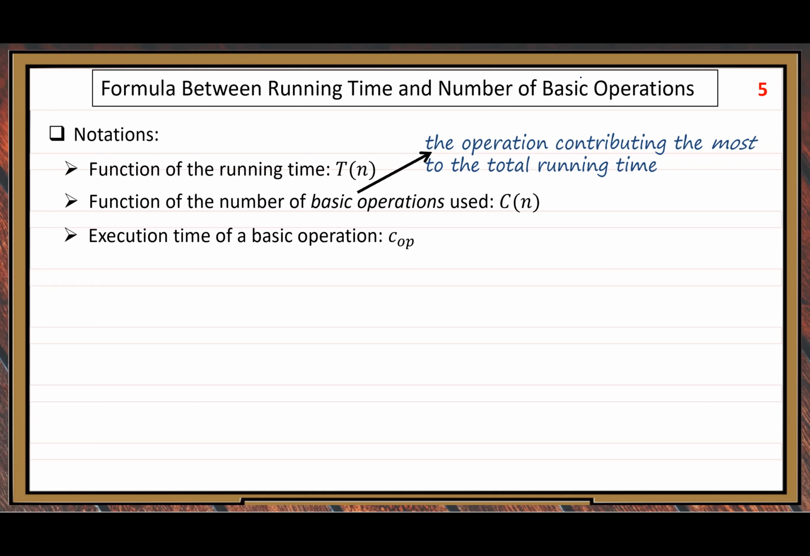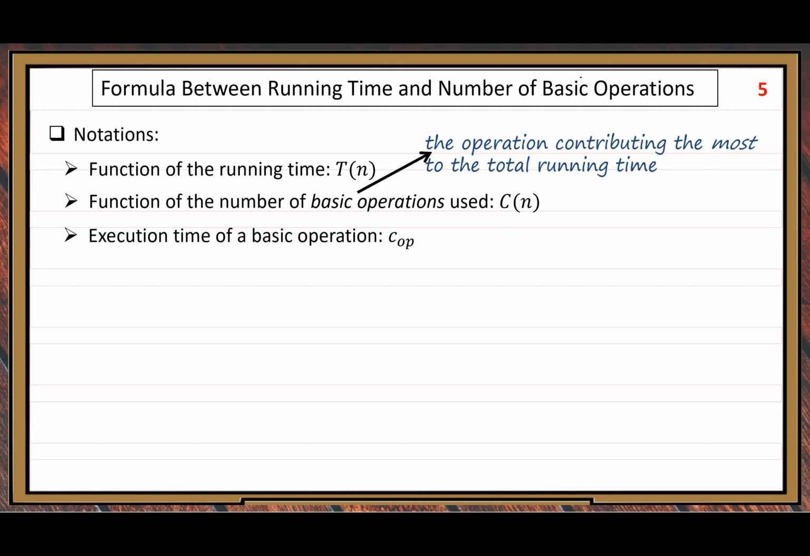Execution time of a basic operation. Here we also need a quantity, one constant. Oh, a question about basic operations: if you didn't have multiplication in the function, would addition become the basic operation? We need to look at all the operations and see which one contributes the most to the running time.